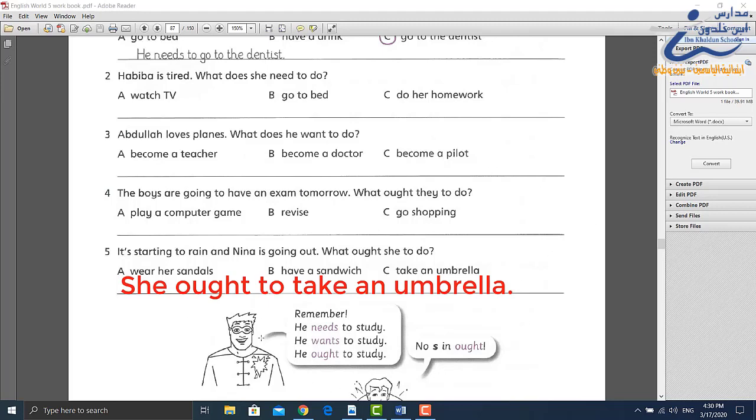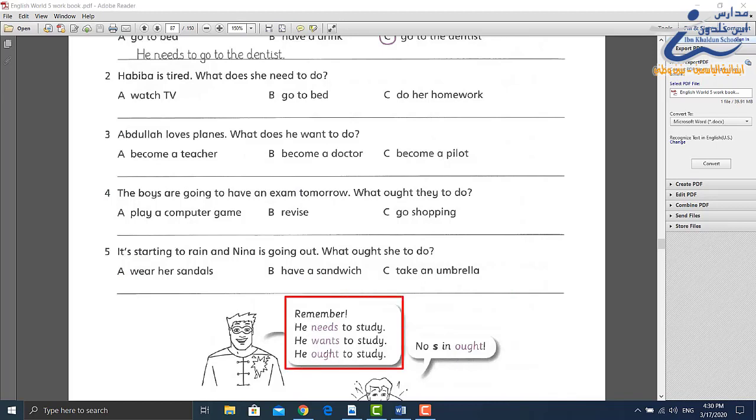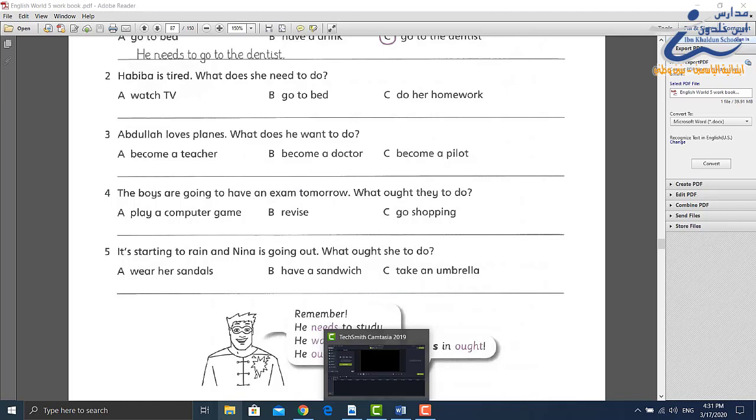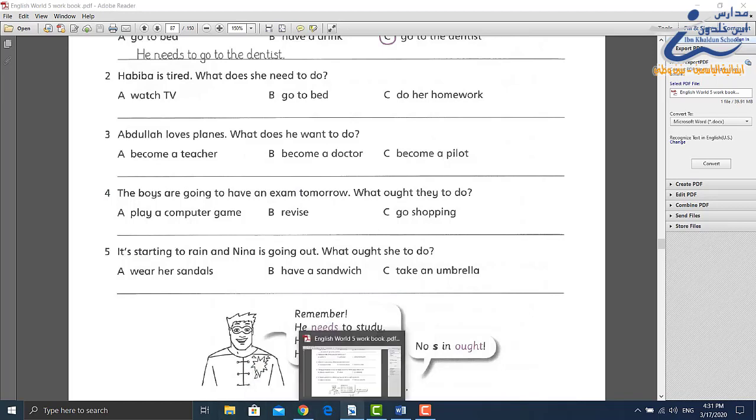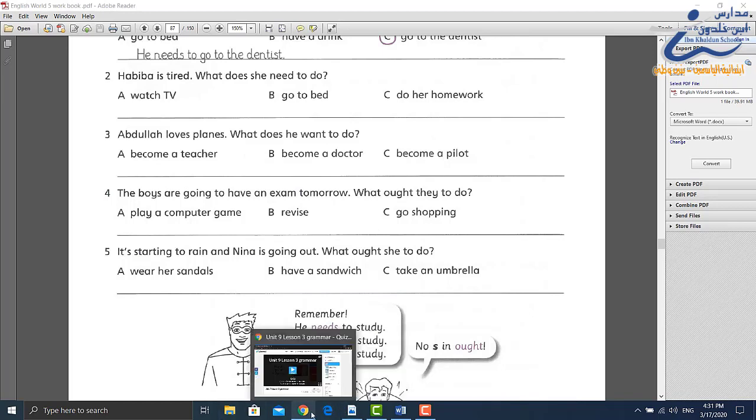Okay, and remember, ought to doesn't take S with he, she, it, or a singular noun. But with want and need, it takes S. He needs to study. He wants to study. But he ought to study. No S in ought.